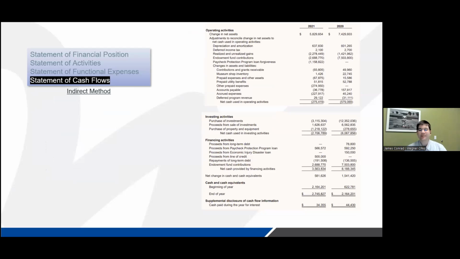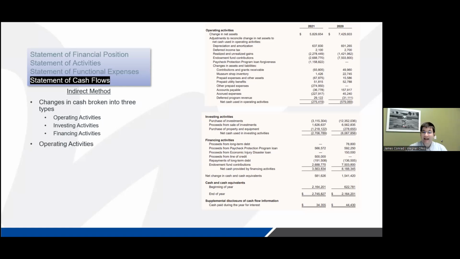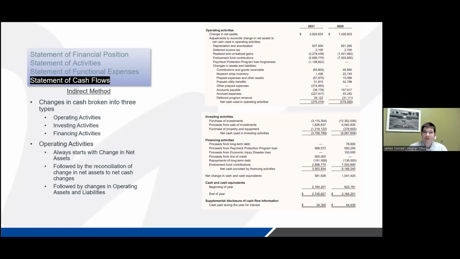So with the indirect method, we're going to have the changes of cash broken down into 3 types: operating, investing, and financing activities. Starting with operating activities, with the indirect method, you start with the change in net assets. We saw that on the statement of activities earlier, so we're going to be taking that number straight from there.